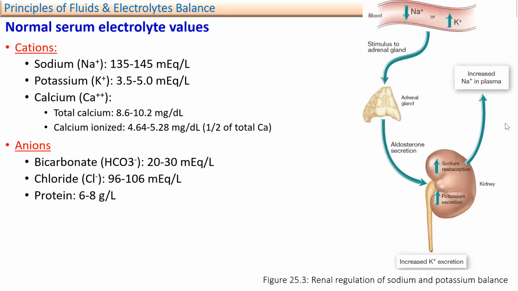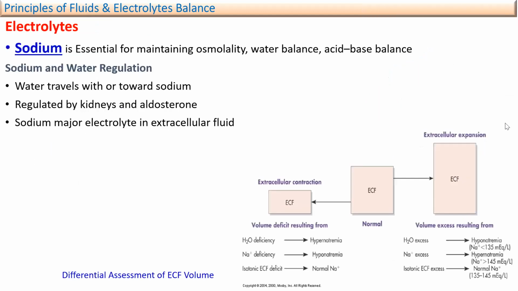So the cations we are going to highlight in this chapter are sodium, potassium, and calcium, and the anions, bicarb, chloride, and proteins. Sodium is essential to maintain osmolality, water balance, and acid-base balance. And these are the forces that govern the sodium and water regulation. We mentioned some of these factors earlier.